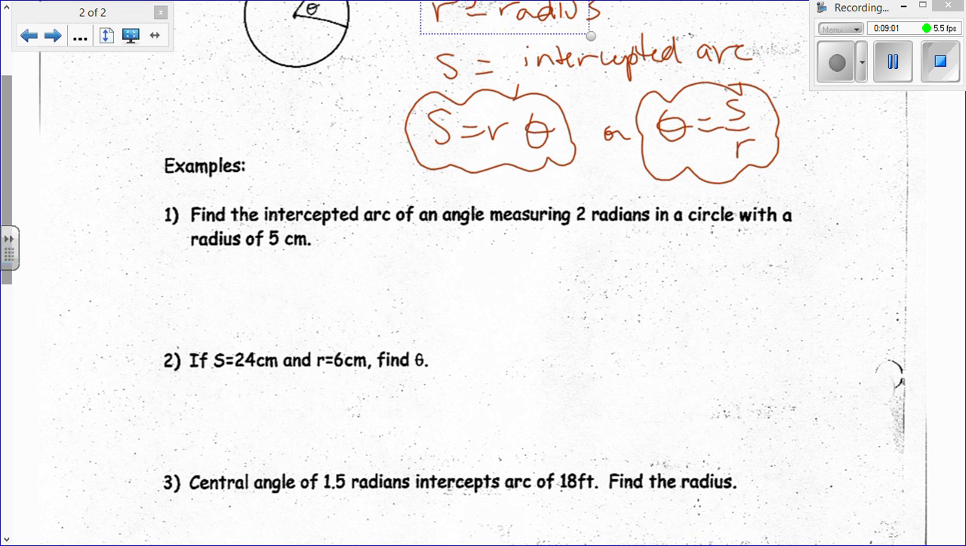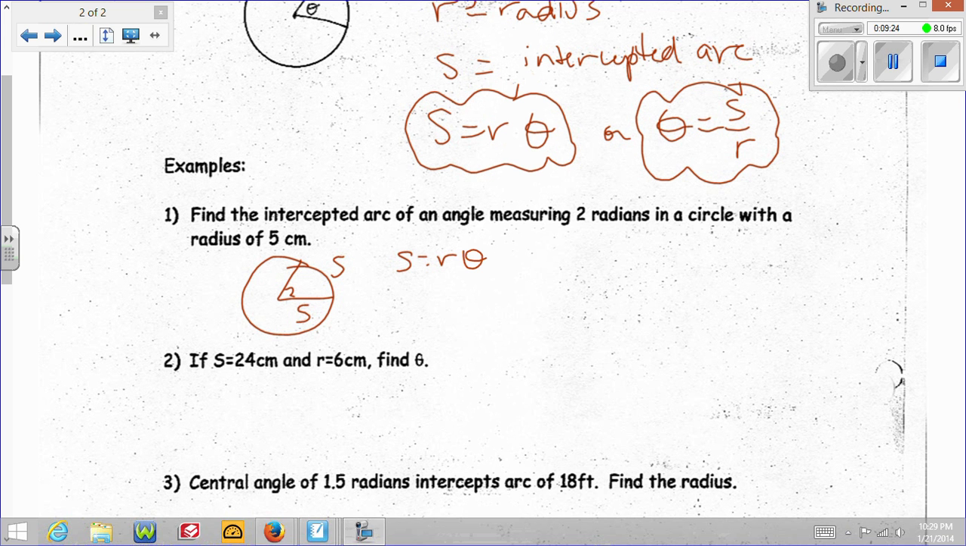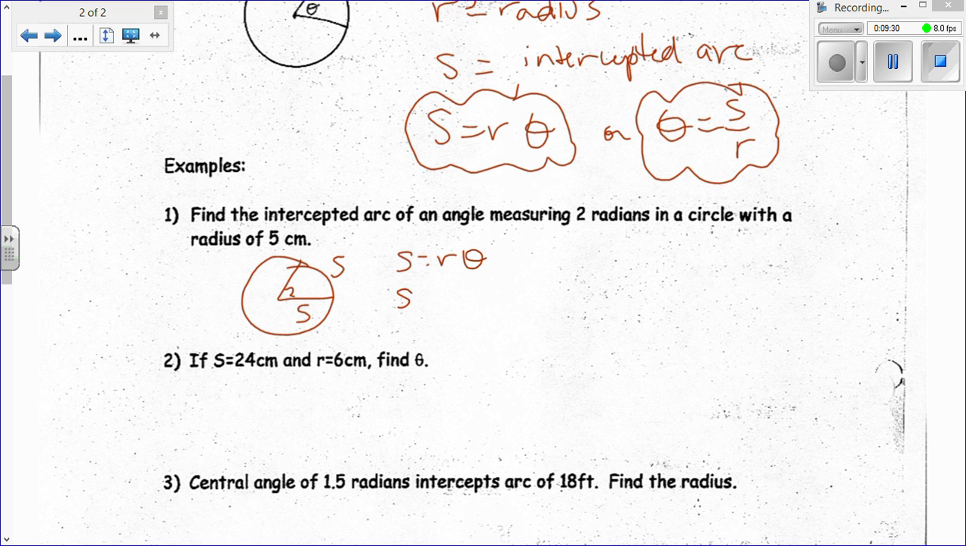So for number 1, find the intercepted arc of an angle measuring 2 radians in a circle with a radius of 5 centimeters. So my radius is 5, my angle is 2, and I'm looking for S. So S equals R times theta. S is what we're looking for. R is 5, and theta is 2. So that means that S is equal to 10 centimeters.